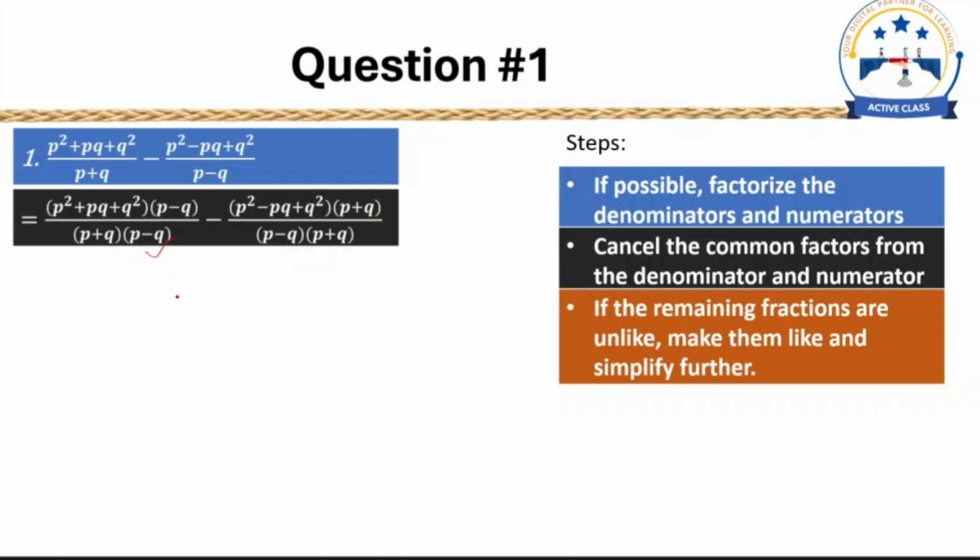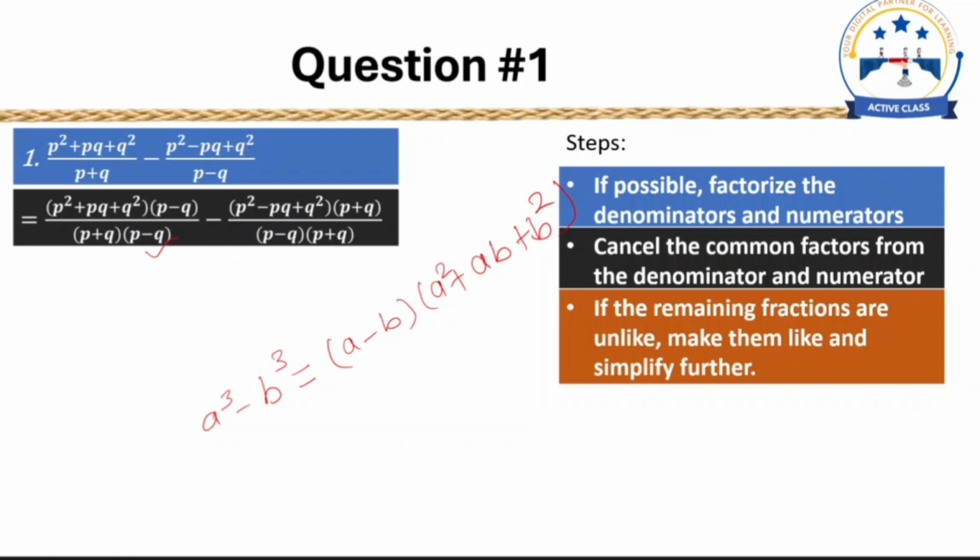In the numerator of first fraction, you have got p square plus pq plus q square times p minus q. If you know the formula of a cube minus b cube, I think you can easily simplify the numerator, right? A cube minus b cube. Can you tell me the formula? A minus b times a square plus ab plus b square. This is the formula, right?